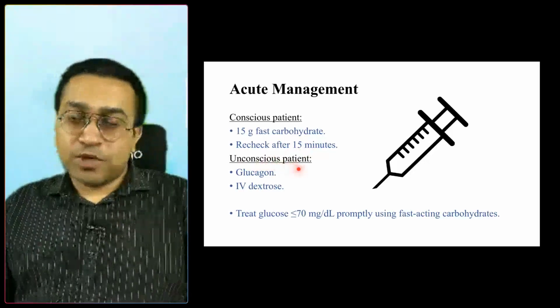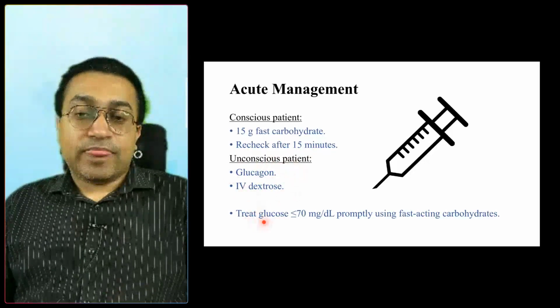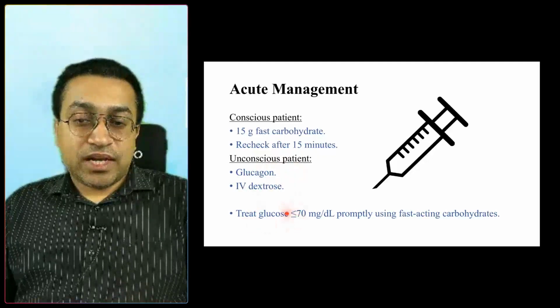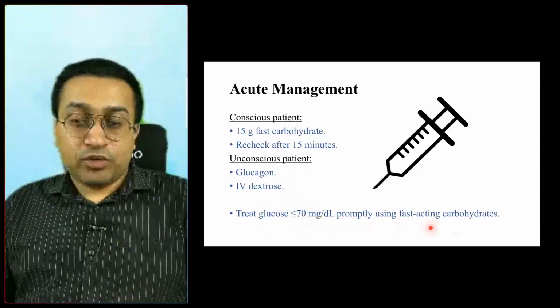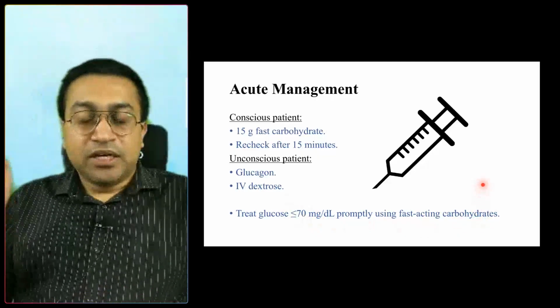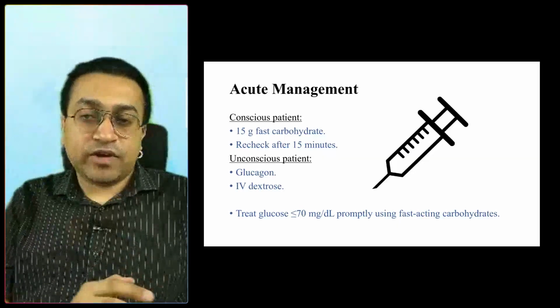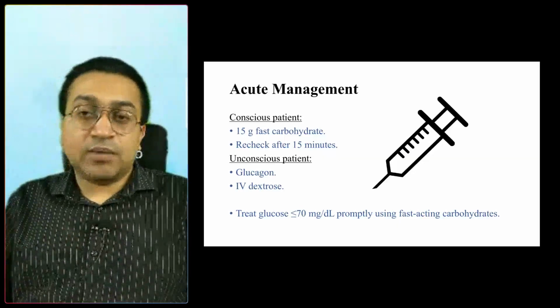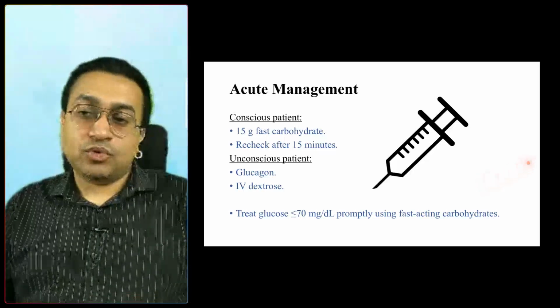In an unconscious patient, you will definitely go for glucagon and IV dextrose injections. Treat glucose less than or equal to 70 milligram per deciliter promptly using fast-acting carbohydrates. If you notice that it is gradually declining, for example the first reading 70, the next reading 65, and you see that the patient is landing up into hypoglycemia, especially in a hospital setup, please make sure you give the treatment.